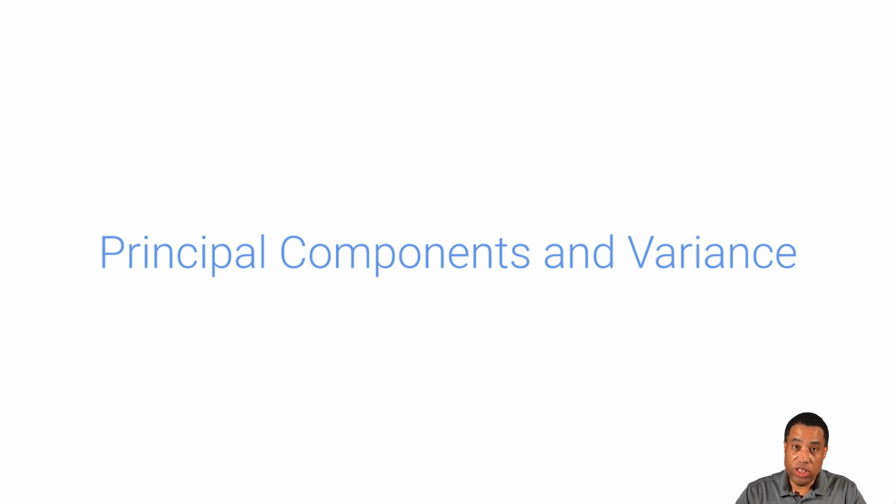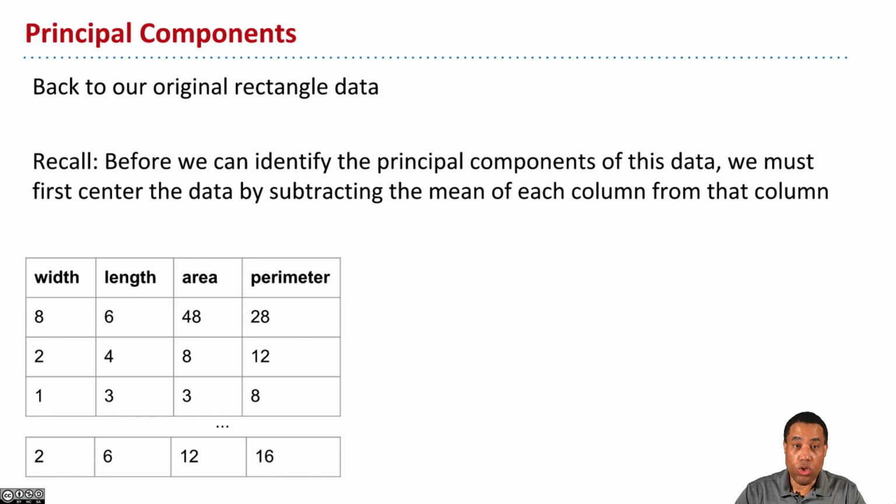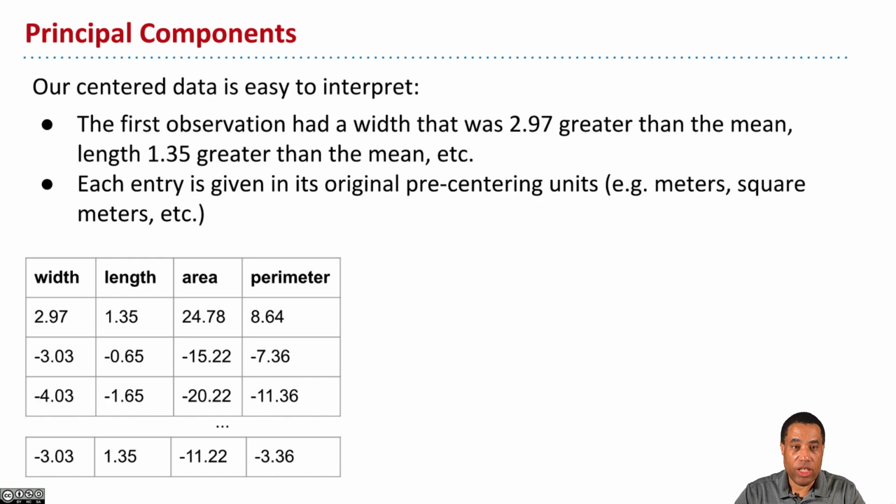Now let's look at the relationship between principal components and variance. So we'll go back to our original rectangular data, and remember, before we can do anything, we have to center the data by taking the mean of each column and subtracting it from each of the values in that column. So here is our centered data, and at first glance it might be a little confusing, but it's actually really easy to interpret this data.